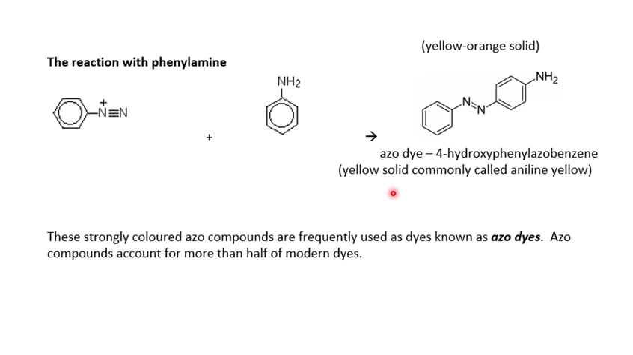And that is a yellow solid dye commonly called aniline yellow, and again can be used for dyeing various substances. So these strongly coloured azo compounds are known as azo dyes. And if you pause and go back and look at the video, you'll see the actual preparation of that, and you'll get a little bit more explanation of the azo dye being formed.